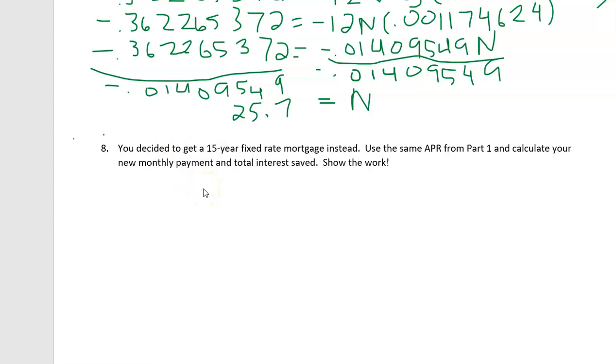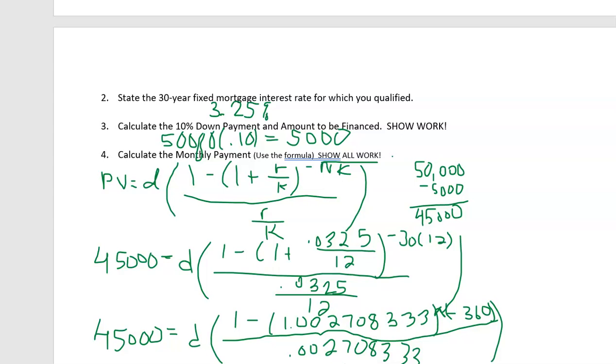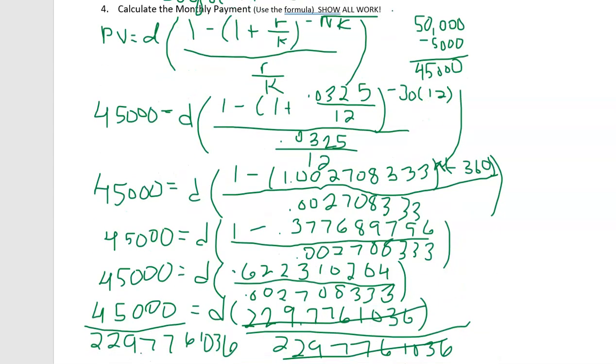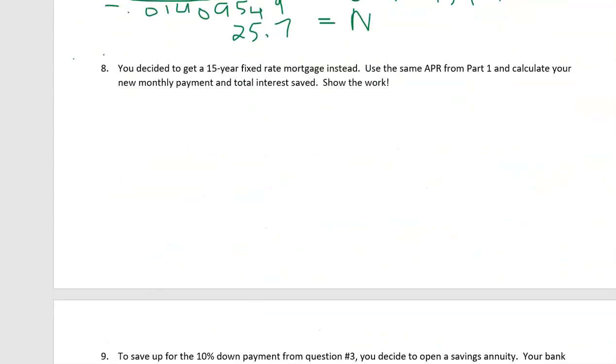Okay, so for number 8, we're going to use the same formula that we did back in number 4 when we calculated the monthly payment, but now our time is going to be 15 years instead of 30 years. So the only thing that's going to change is right here. All right, so let's set that formula up again.